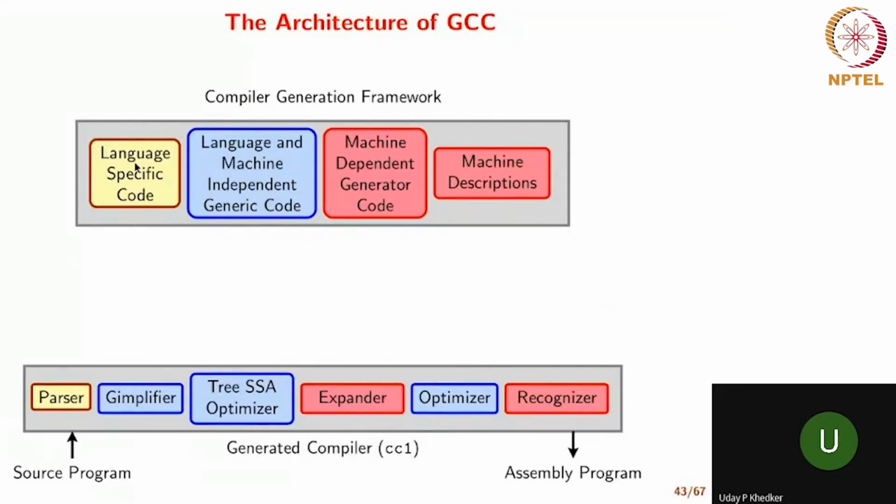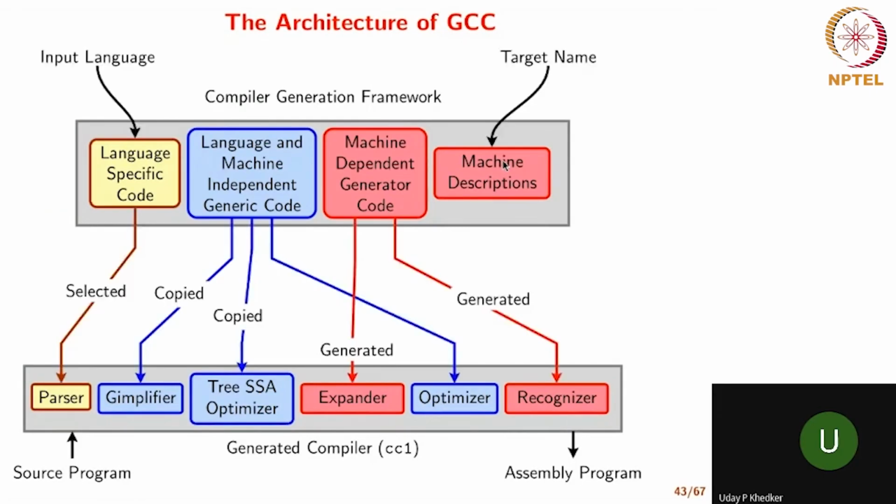So you have some language specific code, you have language and machine independent code, and you have machine dependent generator code, and you have machine descriptions. And what you do is you actually build a compiler by giving an input language and a target language. So when people work on GCC, that's the development time, then there is a build time, and out comes a compiler which has a parser, a gimplifier, a tree SSA optimizer, an expander, an optimizer, and a recognizer. And the story is similar to LLVM, except that in LLVM you don't get a boxed code.